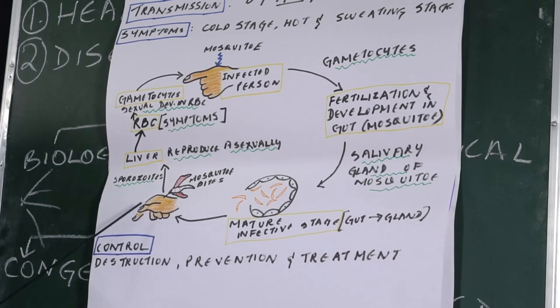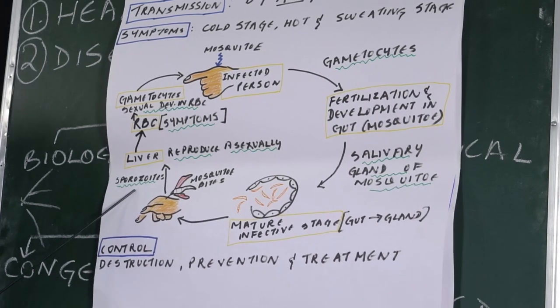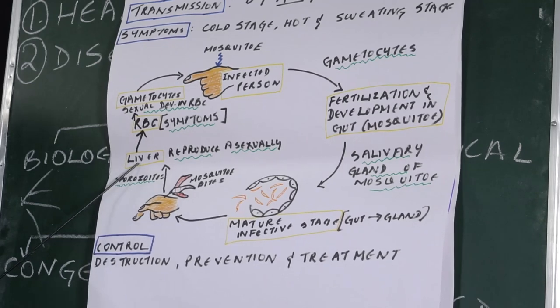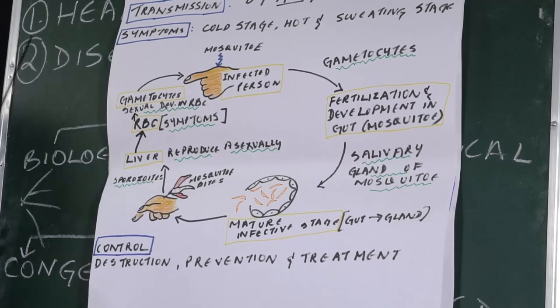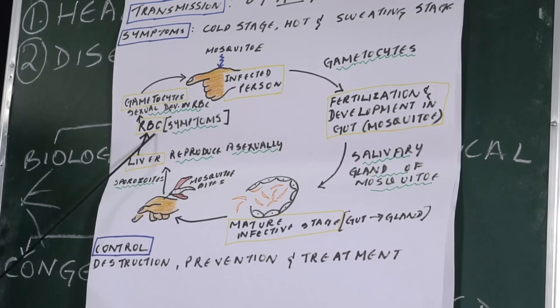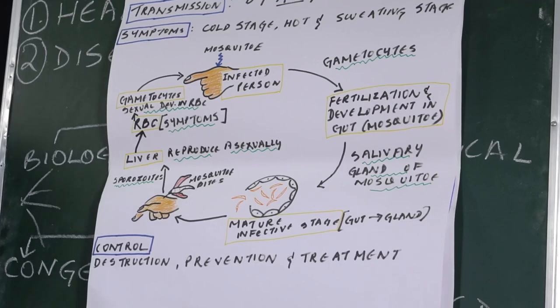After it infects a healthy human being, these sporozoites will go to the liver, your healthy liver, okay? In the liver, they will reproduce asexually. What do you mean asexually? That means it will reproduce on its own without the male and the female gametes. After it reproduces to a certain extent, the sporozoites will transfer themselves to the RBC. In the RBC, again, they will reproduce asexually without male and female gametes. Besides this, they will slowly undergo sexual development.